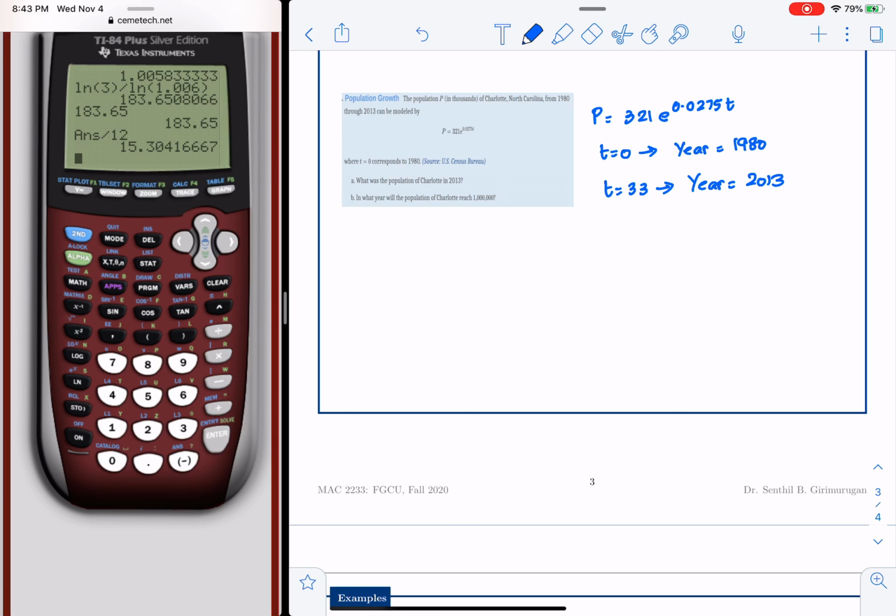So the population would simply be 321 e raised to 0.0275 multiplied by 33. And we can evaluate that using the calculator.